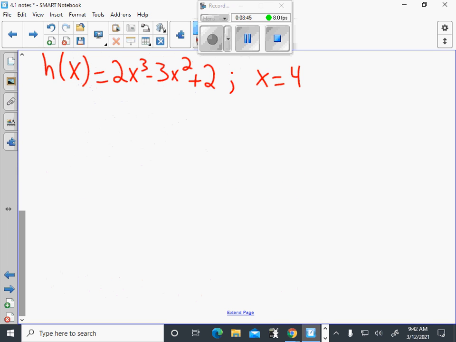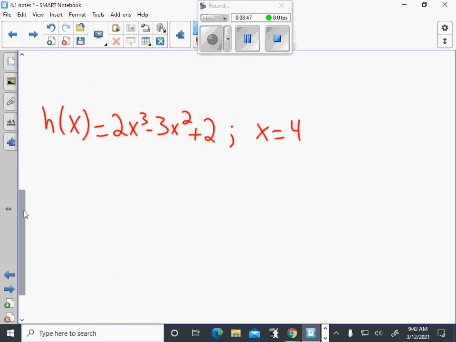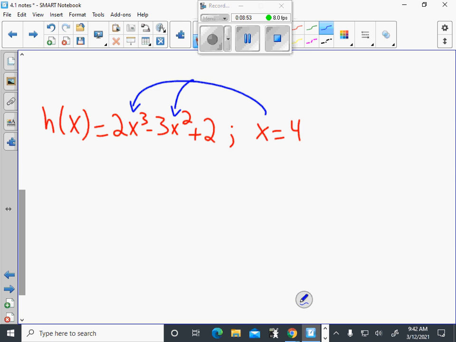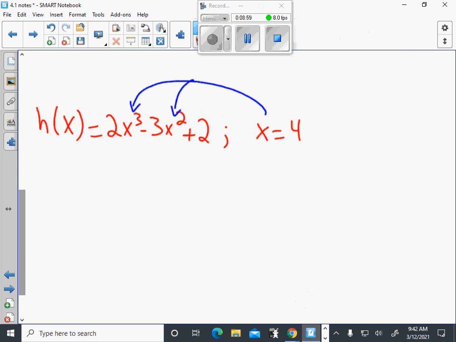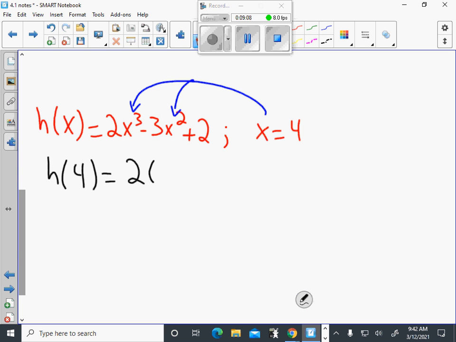Okay, next one. Same exact thing. We're just going to plug 4 into each x value. And this is a semicolon here. It's a semicolon. All right. So h of 4 is equal to 2 times 4 to the 3rd minus 3 times 4 squared plus 2.